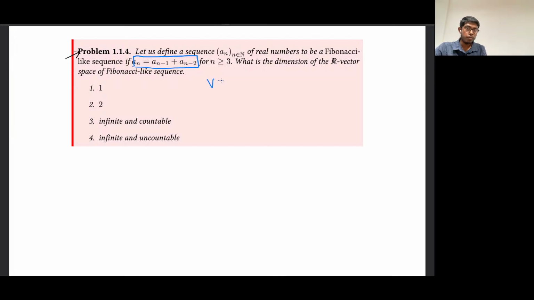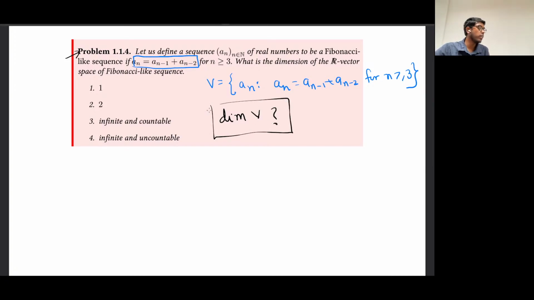So what is V? V is the set of sequences a_n such that a_n equals a_(n-1) plus a_(n-2) for n greater than or equal to 3. This is a vector space. We can check that; it's not a difficult thing. And hence, we need to find the dimension of it. Any thoughts about this problem? Yeah, the dimension is equal to 2, Swaroop, right? Yeah. Any other guesses?